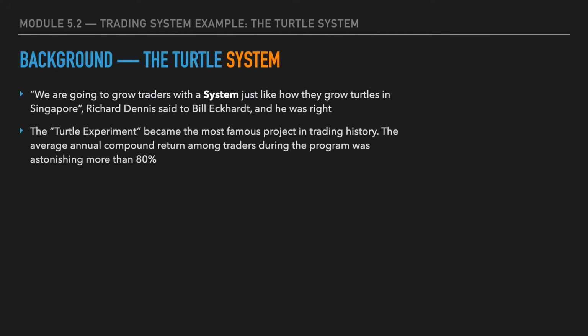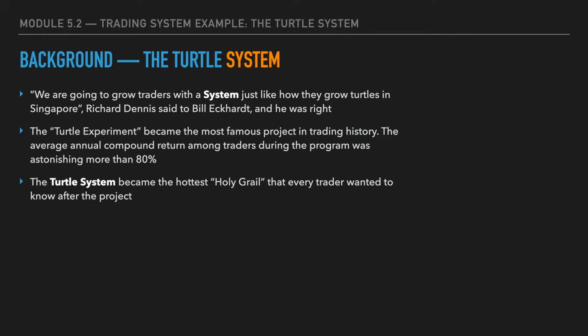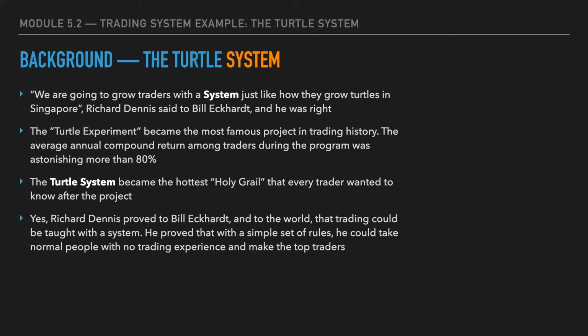The Turtle experiment became one of the most successful projects in trading history. The average annual compound return among those Turtle traders was astonishing: more than 80%. Since the success of the experiment, the Turtle system became the hottest holy grail that every trader on Wall Street wanted to know. And yes, Richard Dennis proved to the world that trading could be taught with a system. He proved that with a simple set of rules, he could take normal people with no trading experience and make them top traders in the world.